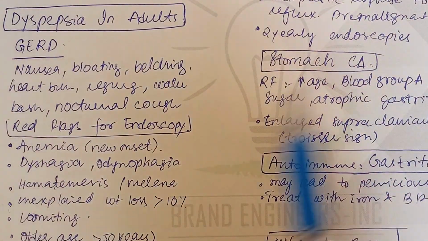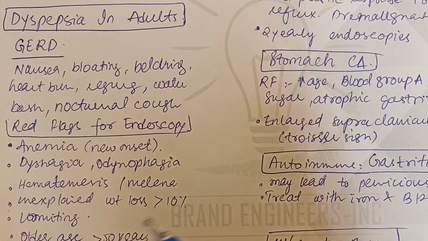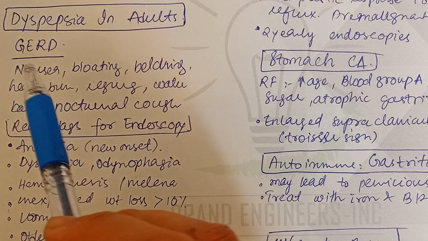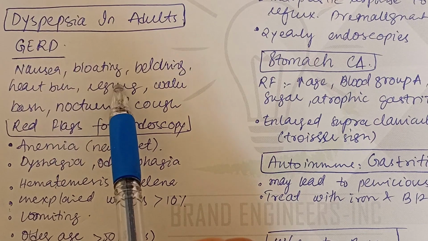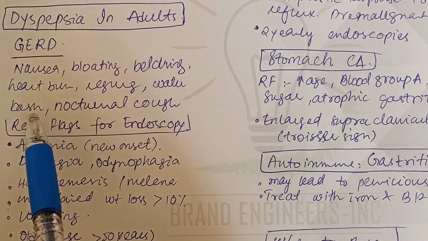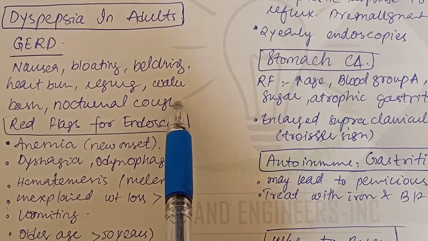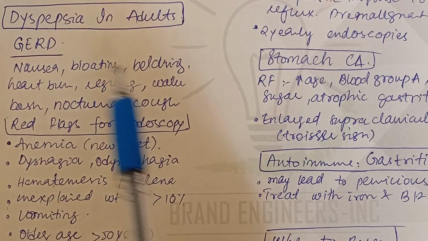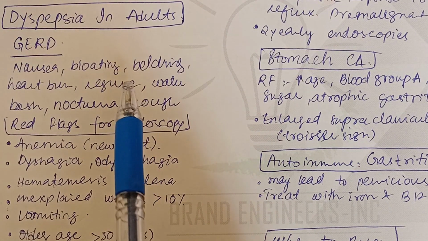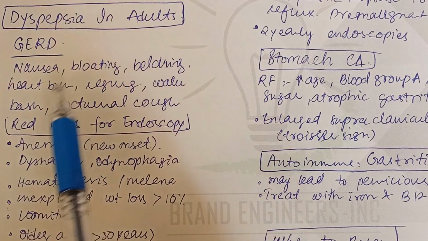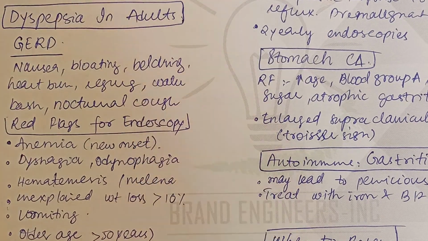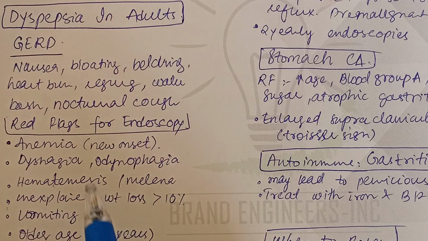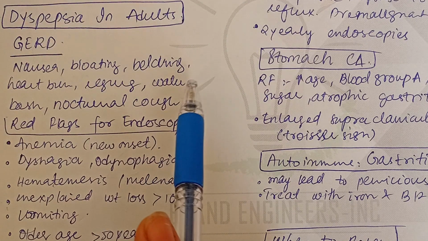Dyspepsia in adults, we are going to do it individually. First, we have gastroesophageal reflux disease. It is associated with nausea, bloating, belching, and water brash. Nocturnal cough is there. The patient complains of these symptoms especially at night when lying down, and there is regurgitation, due to which the patient complains of heartburn. So these are some of the symptoms of gastroesophageal reflux disease.